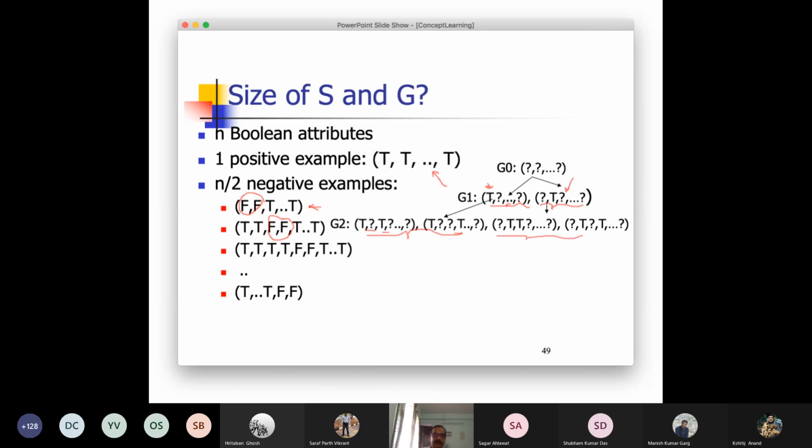And if you have your negative examples in this pattern, at every step you are doubling the size of your G. Right? You get so many hypotheses. So finally, as you understand that, you will get the sizes in this form. The size of S will be 1, but the size of G will be 2 to the power n by 2. Which means it's exponential in the order of the samples.